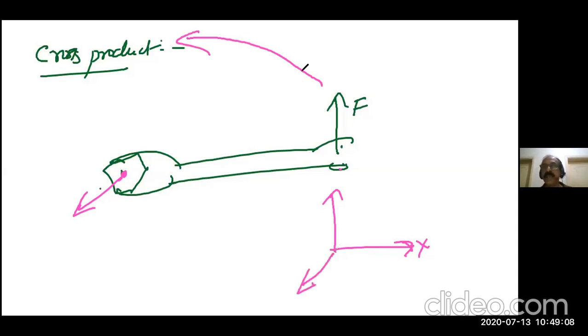That means this force is a vector, and the distance from this fixed point to the force, see, it is at 90 degrees. If you draw a line, there is a 90 degree direction coming here. So this distance, called R, is also a vector. So the product of those vectors gives another vector. This is known as torque or moment of force.